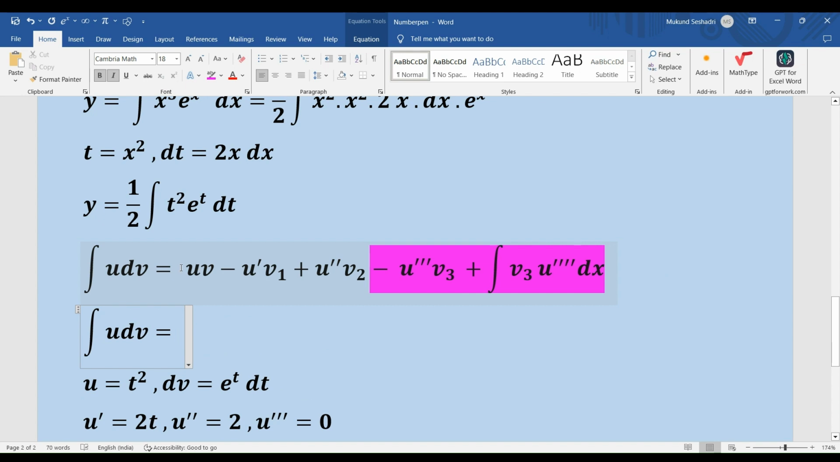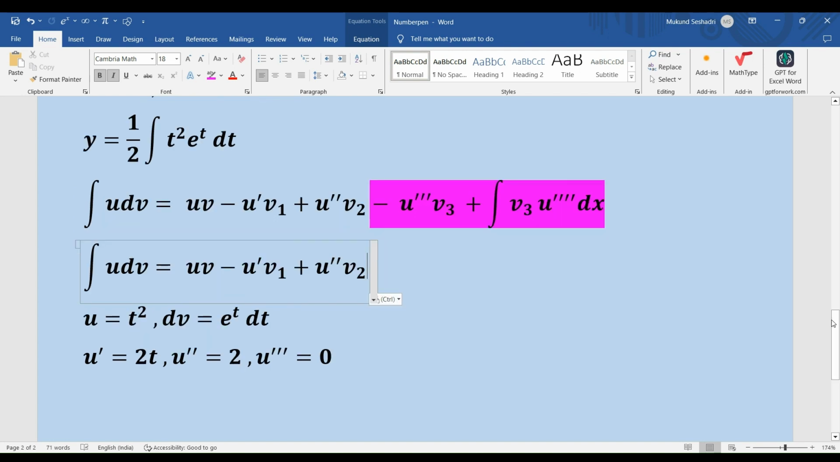Imagine if we had a very complex expression instead of t square, let's assume we had t to the power 6. Then you might have had to expand Bernoulli's integral by parts further. We don't have to do that in this particular expression because my u triple dash becomes a 0. So my integral of u dv is nothing but uv minus u dashed v1 plus u double dashed into v2. I have my u dashed, my u double dashed, and my u triple dashed, which is a 0, so I don't have to worry about it.